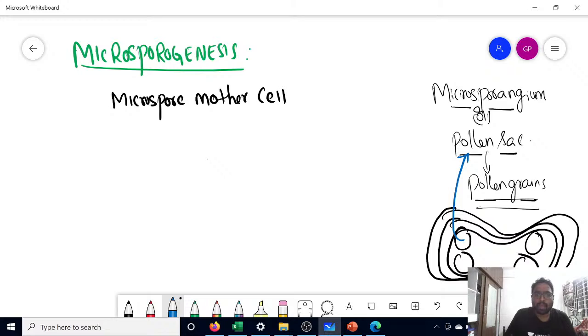So now you have one point you need to keep in your mind: whenever the term mother comes, what is the ploidy of the mother here? Yes, 2n. Keep in mind, 2n means sporophyte. 2n is nothing but sporophyte. Yes, students?